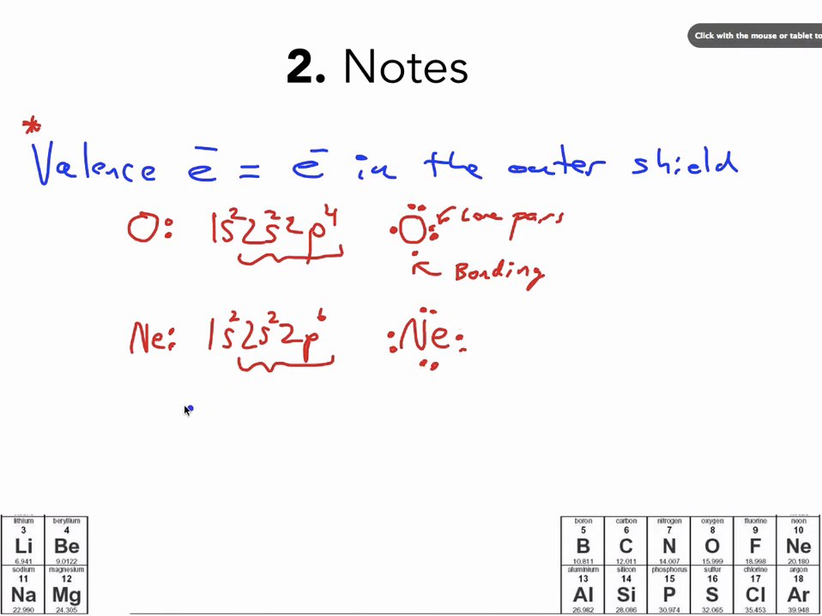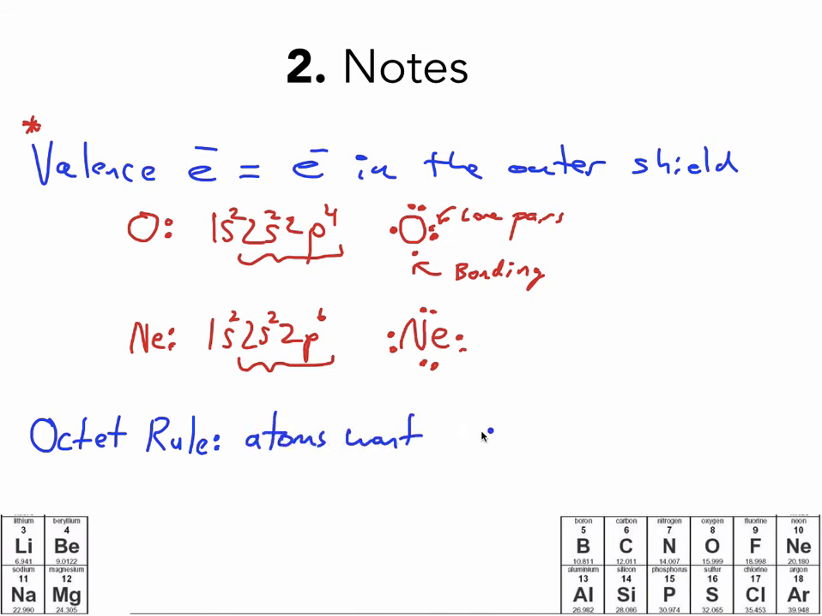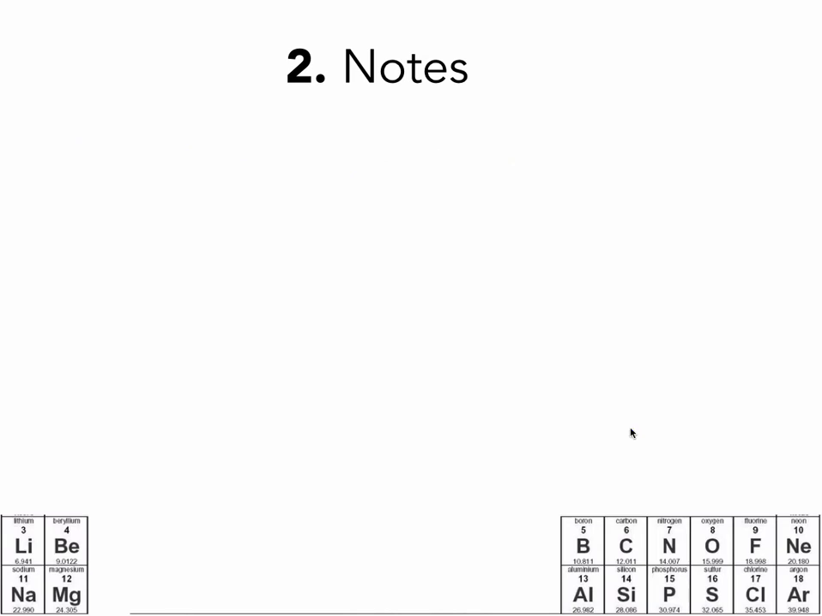And that gets us to something called the Octet Rule. If you notice, 4 lone pairs is 8 electrons. And that's how many valence electrons all atoms want. Atoms want 8 valence electrons. Now, hydrogen is an exception. It only wants 2. So let's go ahead and look at what this might look like when you're drawing some structures.